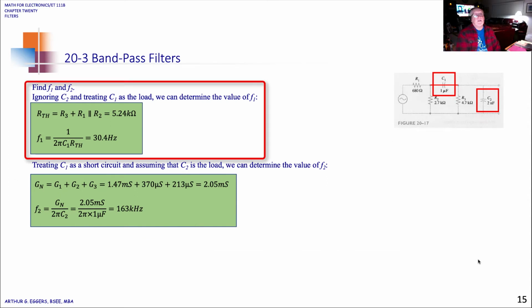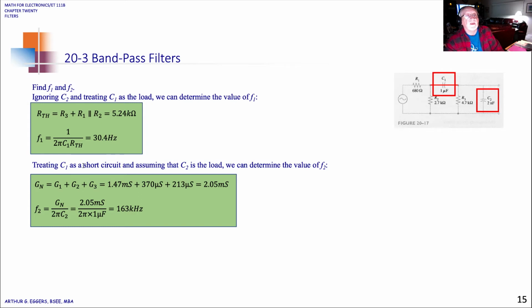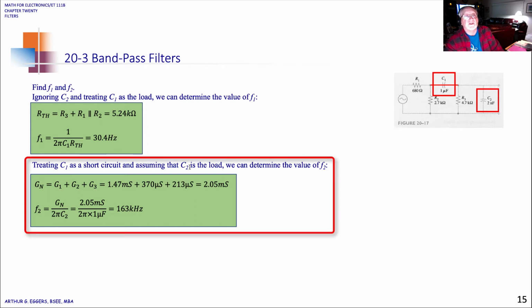Okay, so to find the two cutoff frequencies, F1 and F2, ignoring again C2 and C1, and treating C1 though as a load, we can determine the value of F1. So in this case, you can see we've shorted out the C1, so it just becomes the R Thevenin value, R3 plus R1 and R2 in parallel, and that gives us our R Thevenin C1 relationship for calculating F sub 1 at 30.4 hertz. Treating C1 then as a short circuit, and assuming that C2 is the load, we can determine the value of F2.